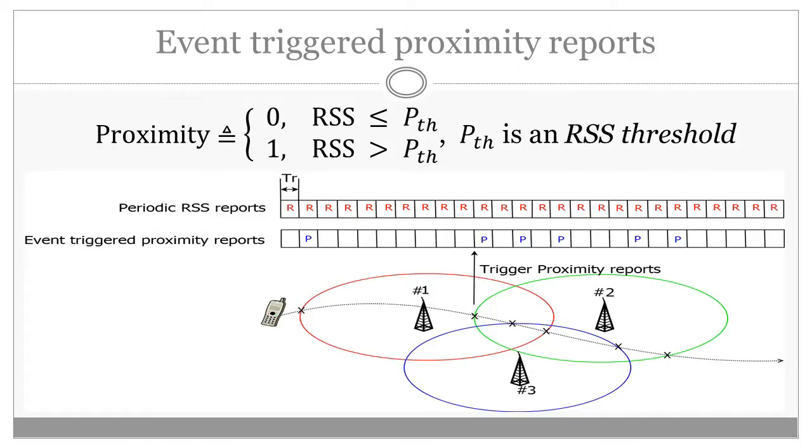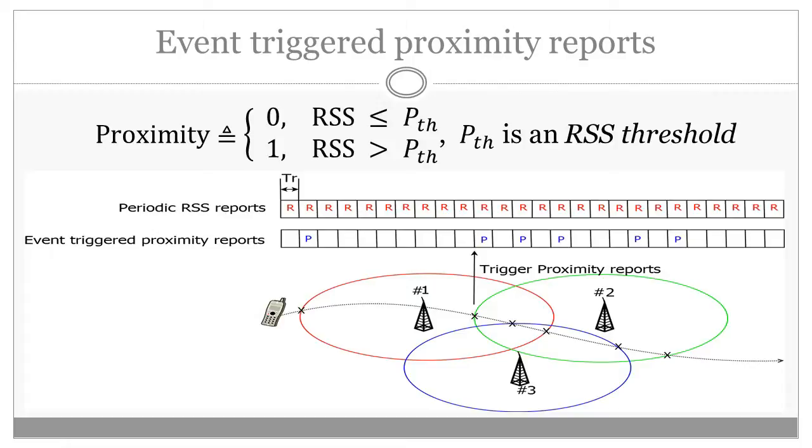Over the past few years, indoor positioning using wireless sensor networks has received considerable attention due to the ever-increasing demand for location-based services that are widely used in a lot of applications. Motivated by this, we propose an event-triggered proximity report-based particle filtering algorithm.